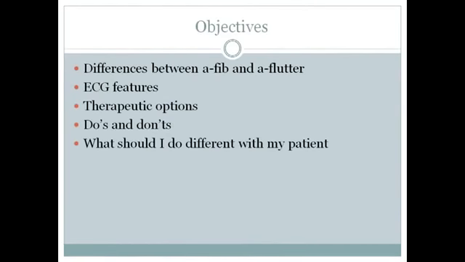So the objectives that I want to cover is first, and probably the most important, is the difference between AFib and Flutter. Two different animals, we lump them together because the treatment is similar, but they're really different. ECG features of both, therapeutic options for both, do's and don'ts, and we're going to be talking about that throughout the presentation. And what should I do different with my patient?